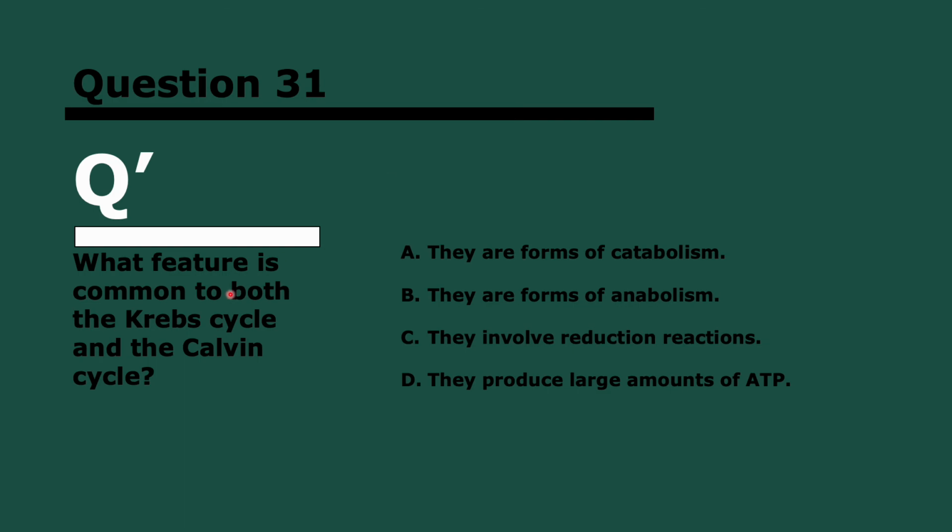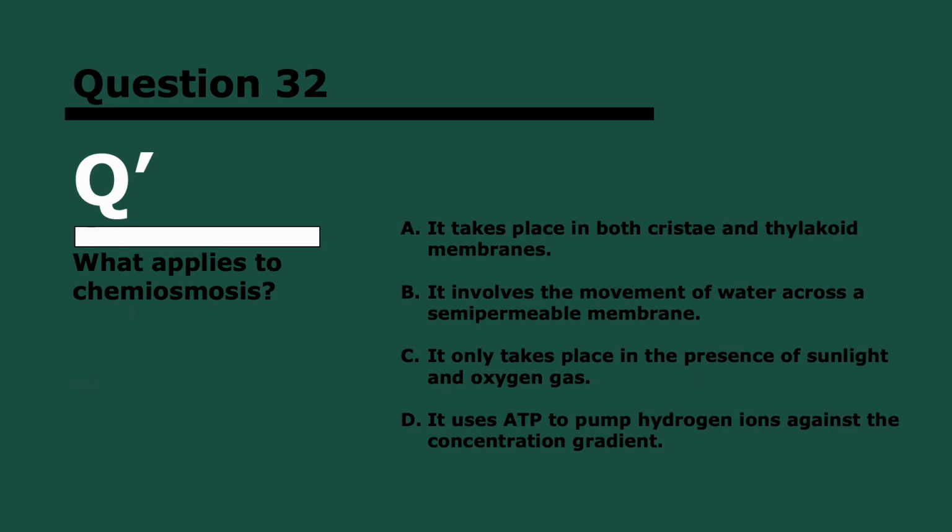31, and we're almost there. So what feature is common to both the Krebs cycle and the Calvin cycle? Okay, think carefully because this one's a bit tricky, I think. Okay, 3, 2, and 1. C. So they're not both catabolism or anabolism. Why? Because the Calvin cycle is anabolic, so it's building up something bigger. The Krebs is catabolic. And in terms of producing large amounts of ATP, not true. The Krebs does, the Calvin does not. But they both involve reduction reactions along the pathway. So hopefully that makes sense. Again, you have to recall what they're for and what they do.